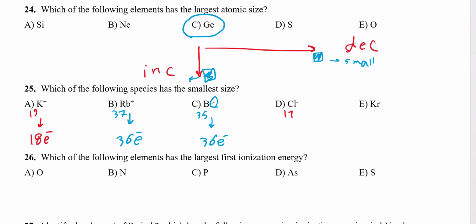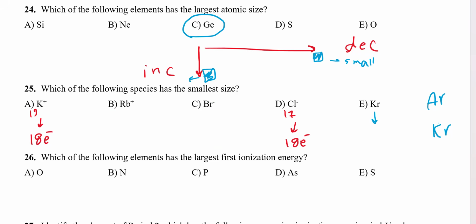Chlorine is 17 and with 1 extra electron it has 18 electrons. Krypton is neutral and it has 36 electrons. So potassium and chloride have 18 electrons, so they look like the argon electron configuration. And krypton is lower than argon, so argon for sure is smaller. So one of these, chlorine or potassium, should be the smallest one here because we have only 18 electrons.